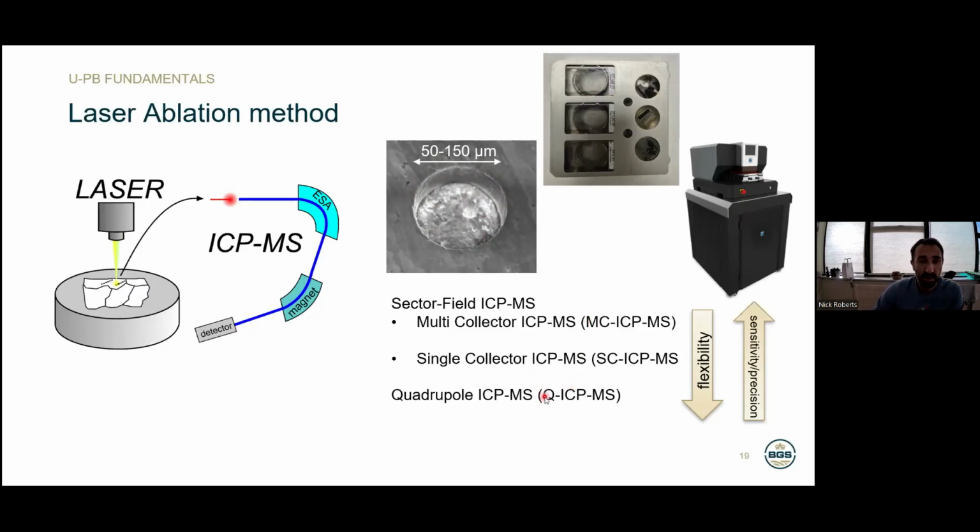All of these will do uranium-lead, and there are some significant pros and cons of using different instruments. The multi-collector instruments, for example, are more sensitive and generally give you more precise data points and uncertainties. On the other hand, the quadrupole instruments are much more flexible. You can measure more elements at the same time as uranium-lead, and they're generally quicker to set up. And the single collector sits in the middle and is perhaps one of the most advantageous instruments for this method.